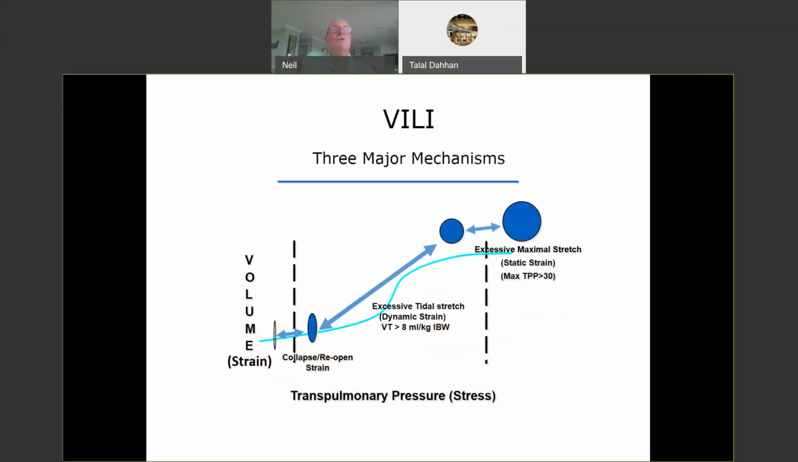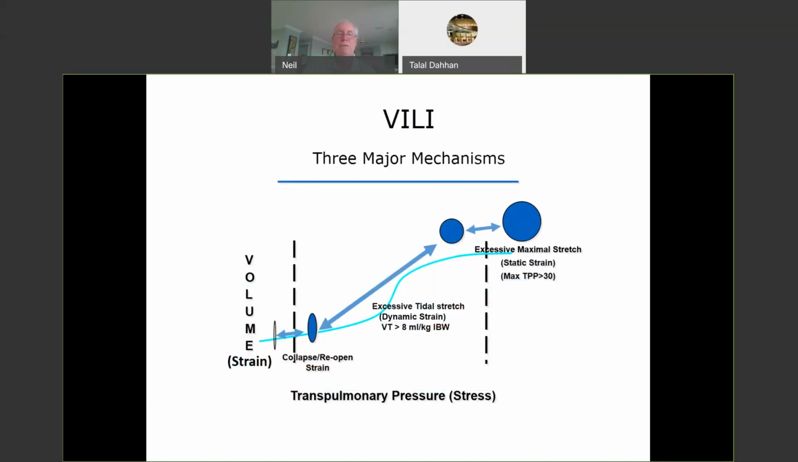So again, to summarize, we want to keep the transpulmonary pressure below 30. With a normal chest wall, that means keeping the plateau below 30. With an abnormal chest wall, a stiff chest wall, we probably can raise that plateau pressure threshold as much as 50 or even 100% if we need to.